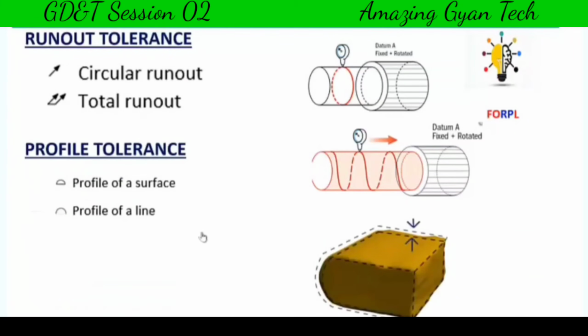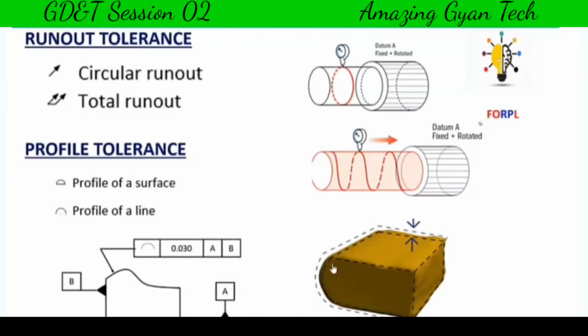The fourth letter is P, for profile tolerance. We have two categories or two geometric characteristics. They are profile of a surface and profile of a line. It defines the surface's feature, like a profile, how it should be with respect to what. And profile of a line is like a 2D profile, and profile of a surface is like an overall surface.